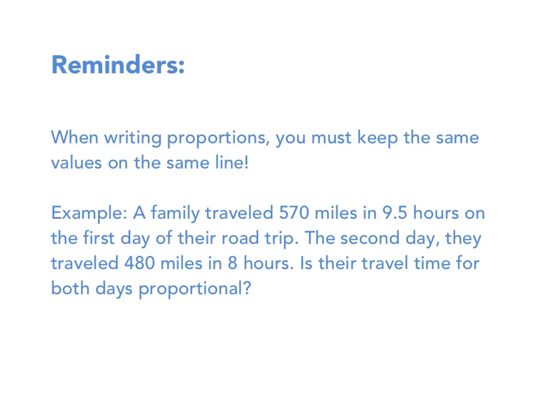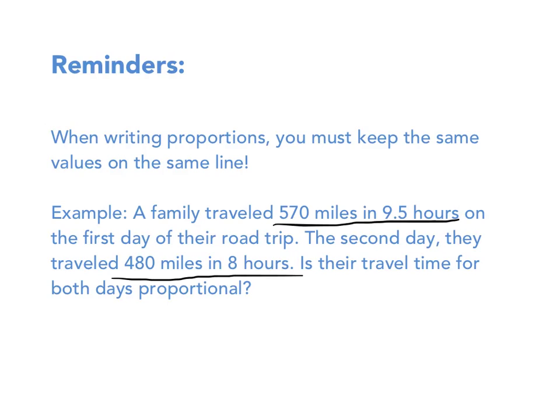So some reminders. When you are writing proportions, you must keep the same values on the same line. You're going to see word problems today, so this is just a quick example. Don't write it down. We'll go much more in depth in our next examples. This one says that a family traveled 570 miles in 9.5 hours on the first day of their road trip, and the second day they traveled 480 miles in 8 hours. Is their travel time for both days proportional? So I'm just going to show you how you set this up.